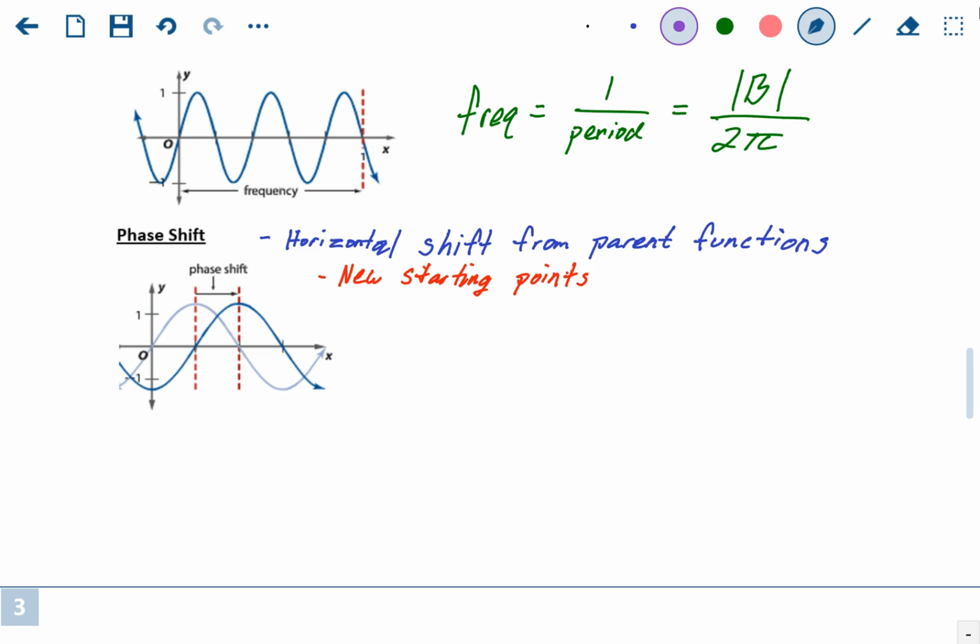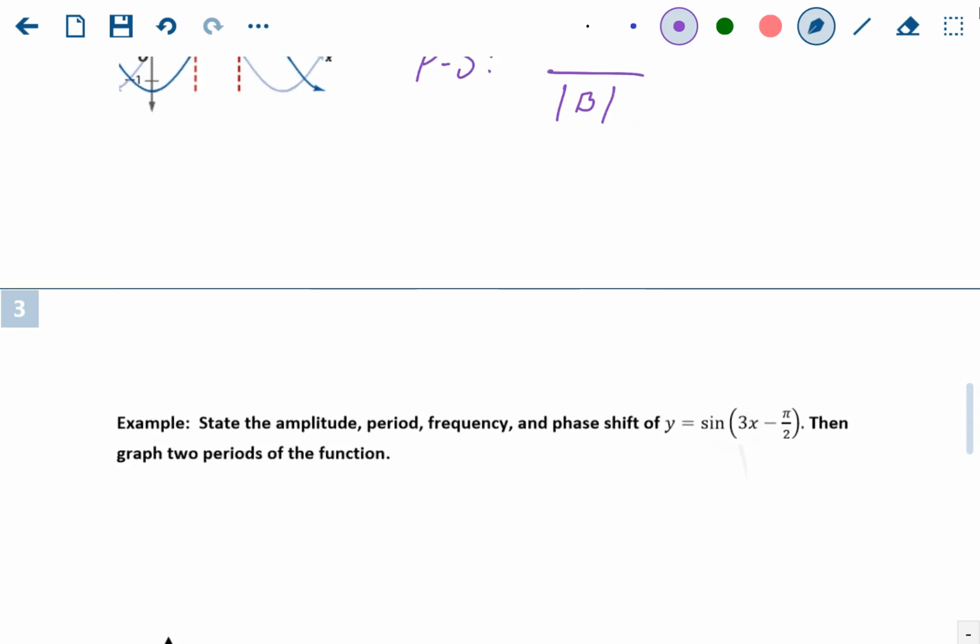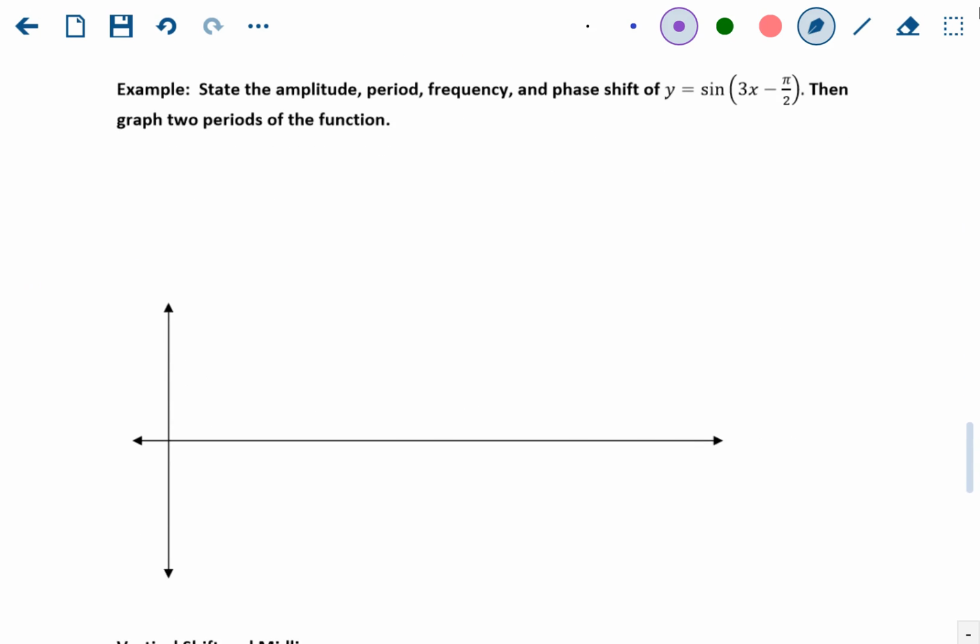There's a formula to find the phase shift. Again, all of these have to do with the A, B, C, and D from the general form. The phase shift, I use PS. It's the opposite of C, so -c divided by the absolute value of B. That's your phase shift, and whatever value that is, that's going to be your new starting point.